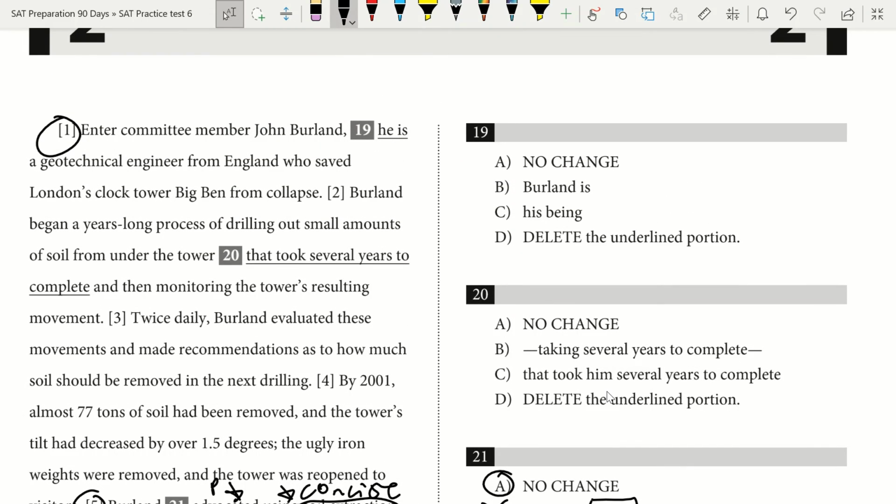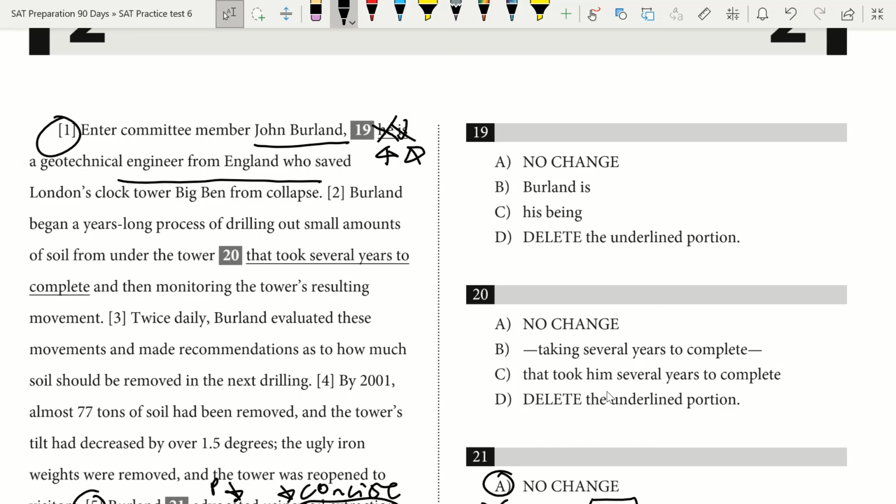Enter committee member John Berland, and then I have, he is a geotechnical engineer from England. I know that that's wrong. Okay, I talked about this earlier, and I'm going to say it again. Anytime we say our subject in a previous independent clause and we have a comma after it, I'm going to look to get rid of my subject. Now in this case, I've got to get rid of my verb as well, right? I can't take is and then make it an ing, so I'm going to get rid of my verb as well. Now what I'm left with is John Berland, a geotechnical engineer from England, who saved London's clock tower from the Big Ben collapse. Okay. Now that is correct right there.